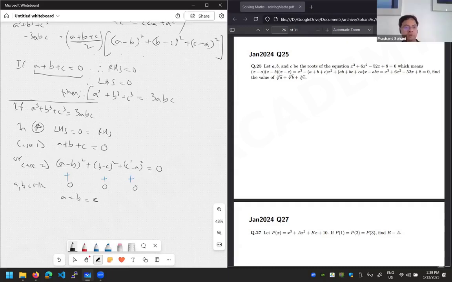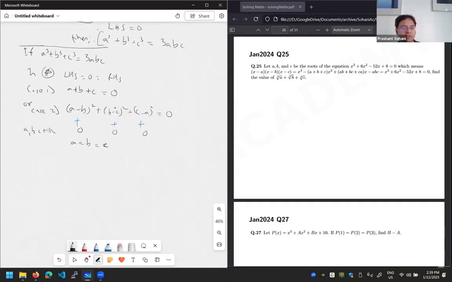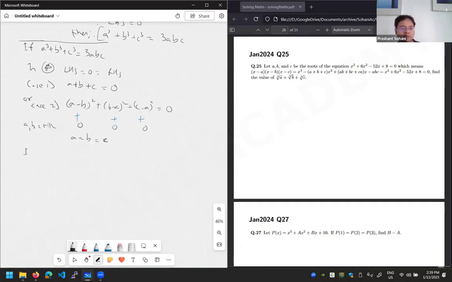Okay. So therefore, what is the total? If I have to write it like a theorem, then the theorem is like this: if I have real numbers, again insisting that we are talking about real numbers, such that a cube plus b cube plus c cube is equal to 3abc, then either the sum is 0 or the numbers are equal. One of the two has to happen. Only then this will be true.